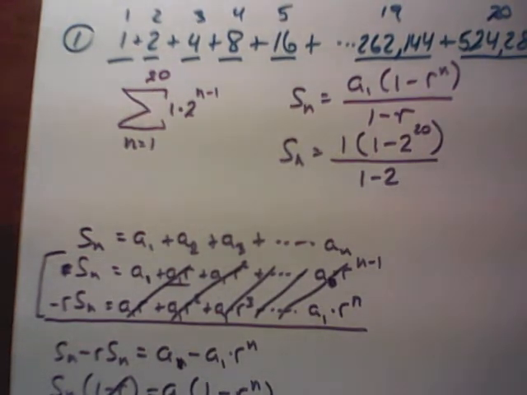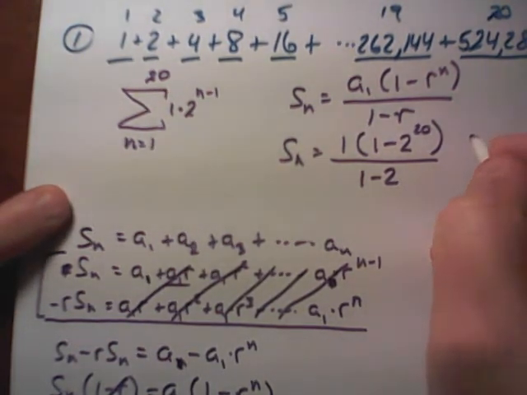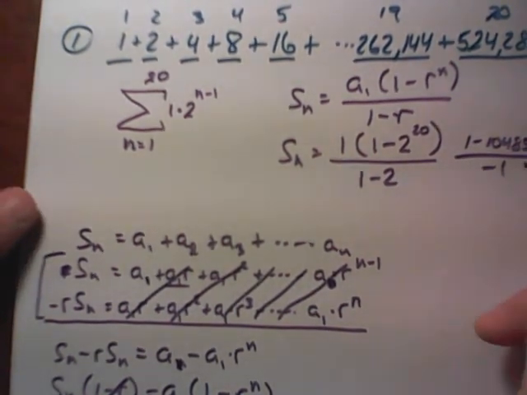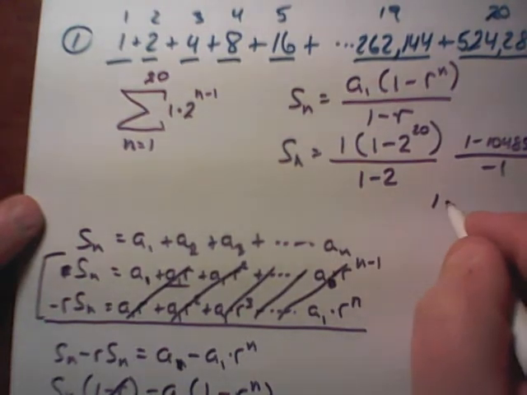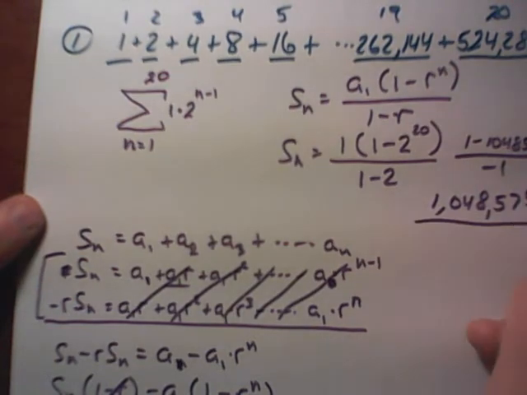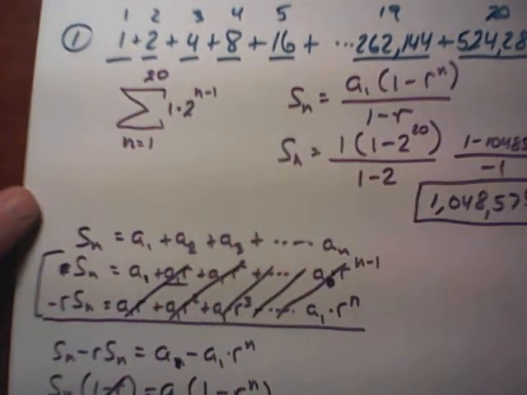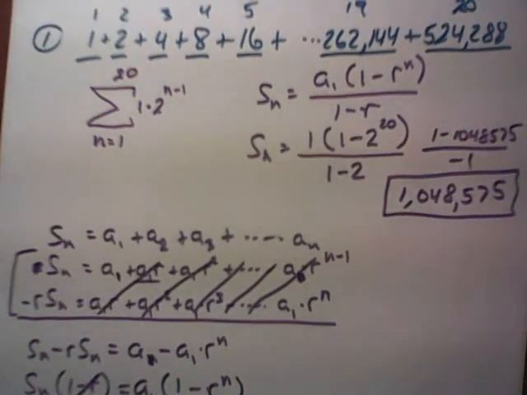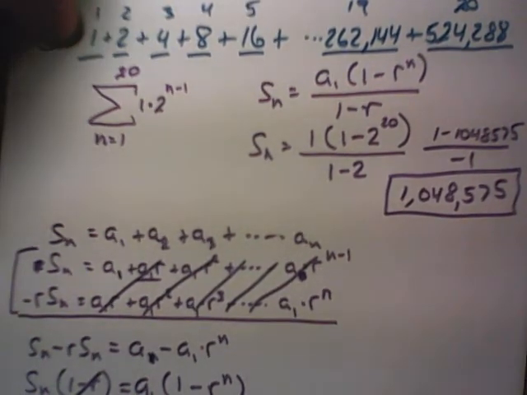And if we develop that formula, we're going to have 1 minus 1,048,576, which is negative 1,048,575, over negative 1. And that simply comes out to 1,048,575. And the sum of those terms in that geometric sequence is 1,048,575. All right, so let's use this on a more practical example.